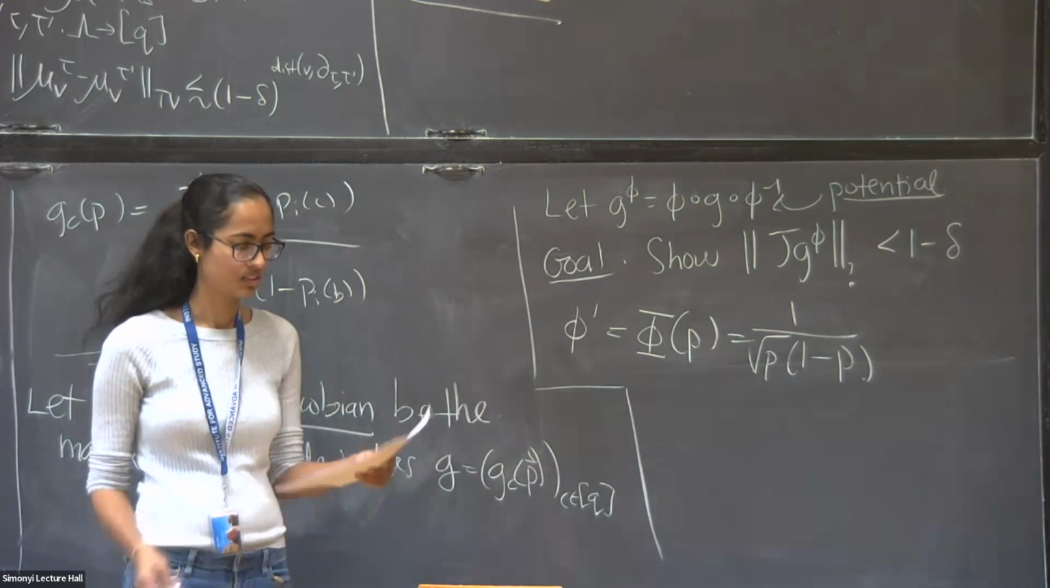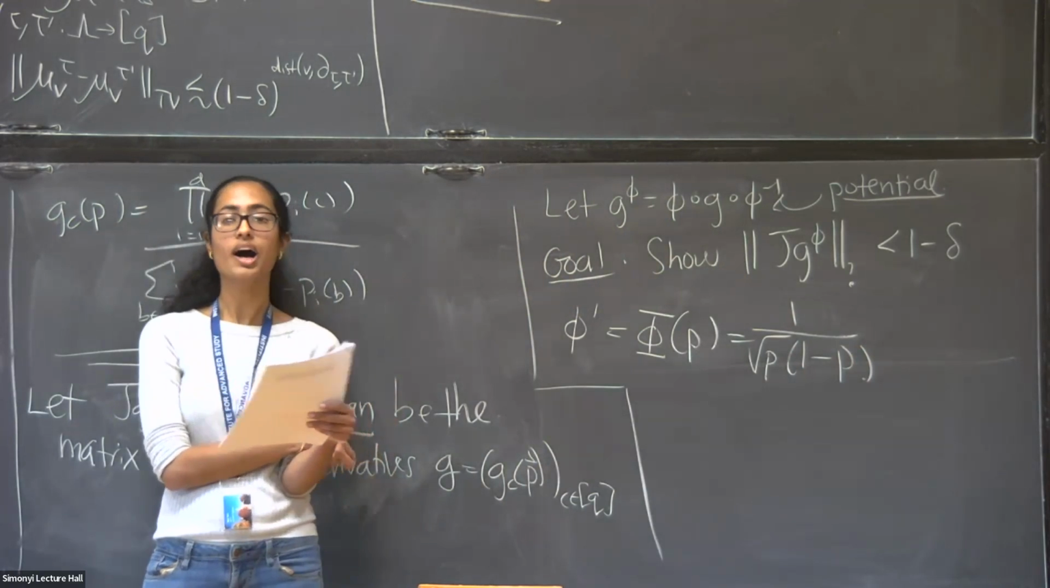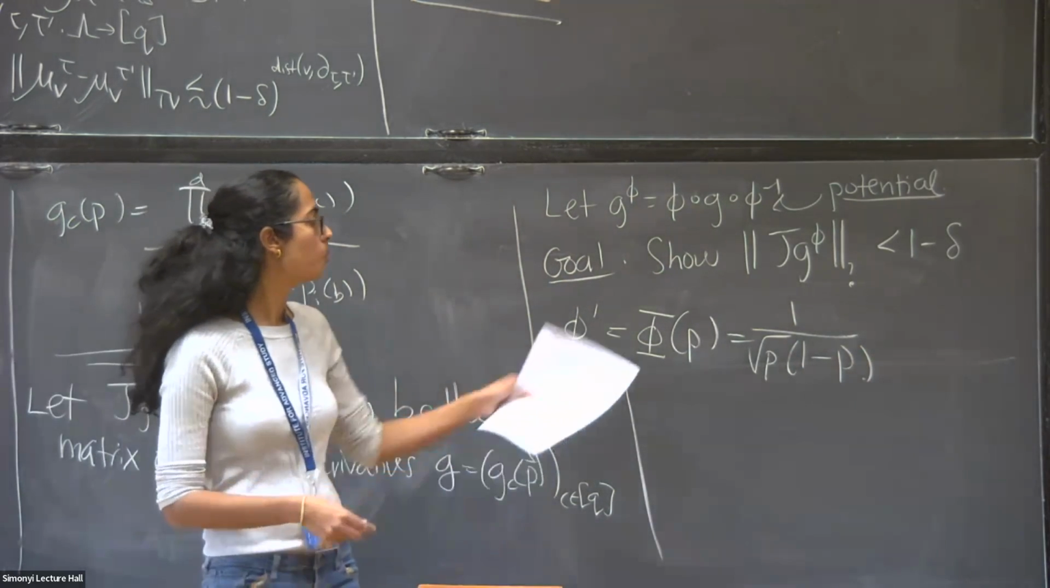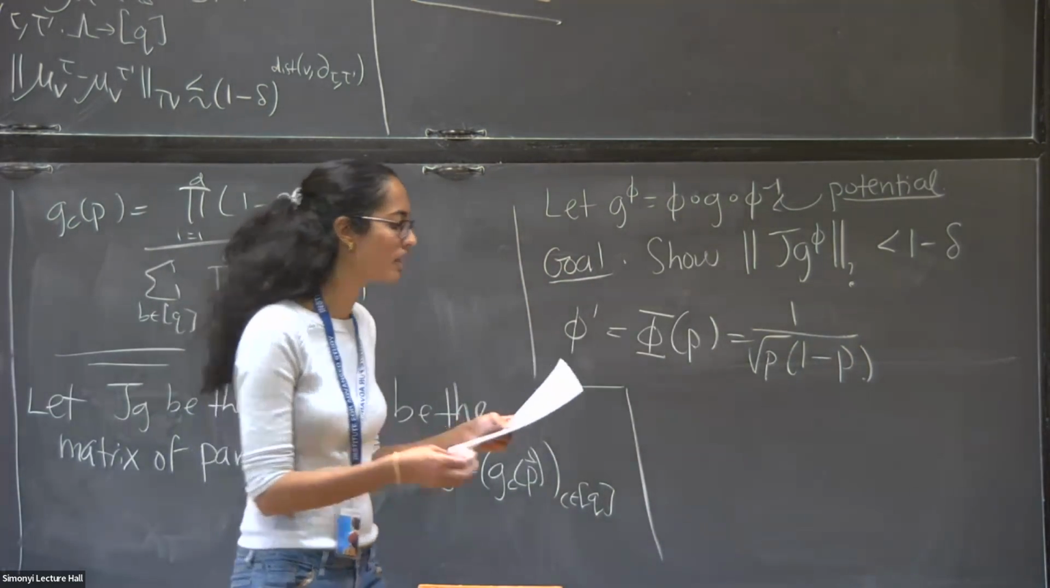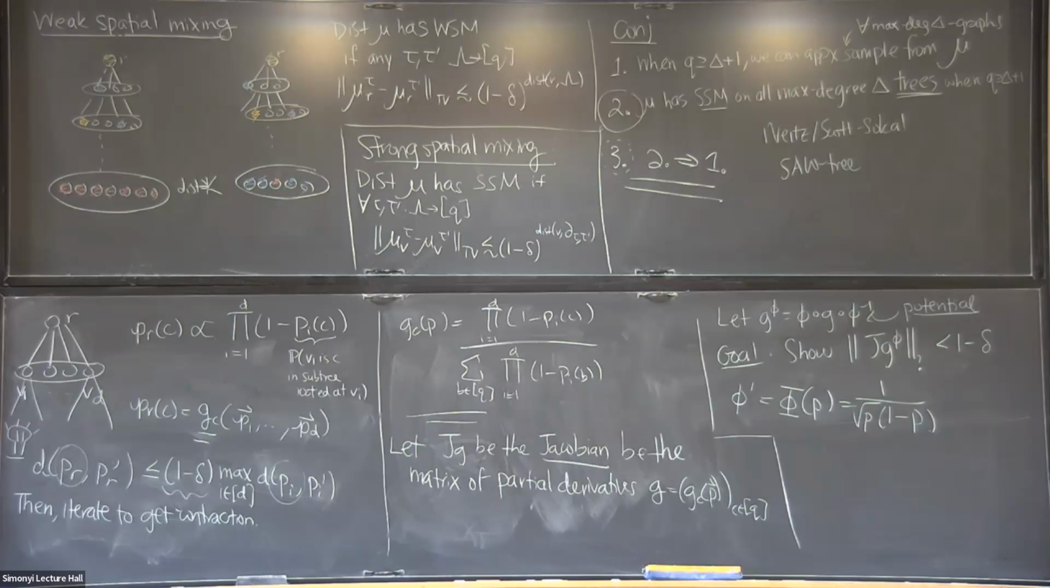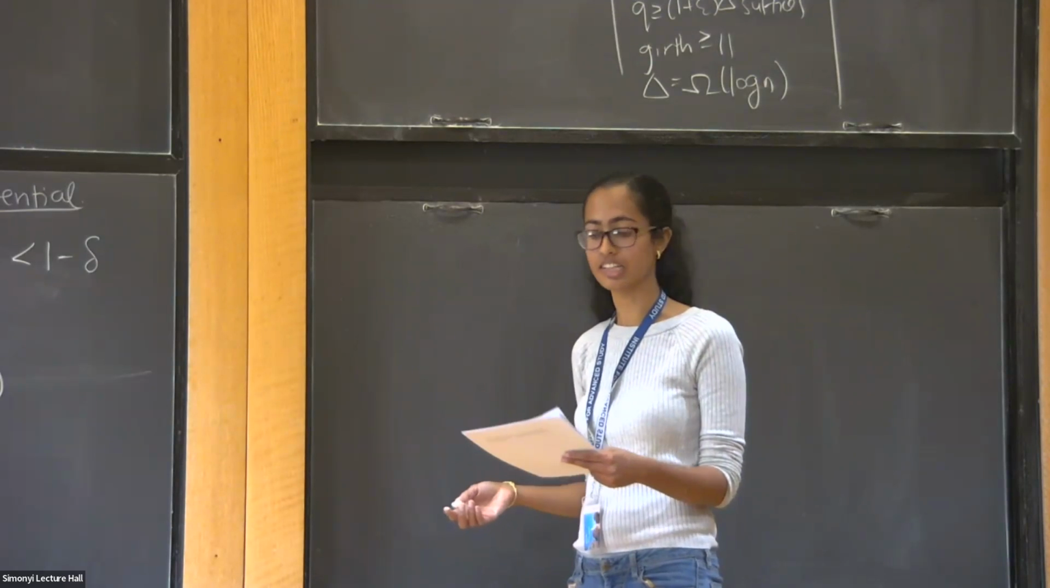And I'm going to explain to you why this is a reasonable choice of potential by showing what happens when you compute this Jacobian, when you apply this potential. And I think this will give a very good motivation for where this comes from and why working with this potential in conjunction with the L2 norm is a good idea.